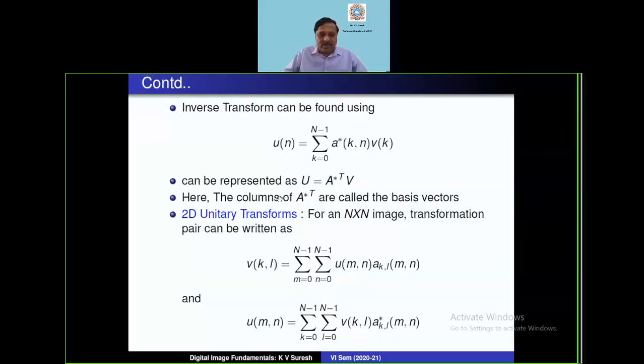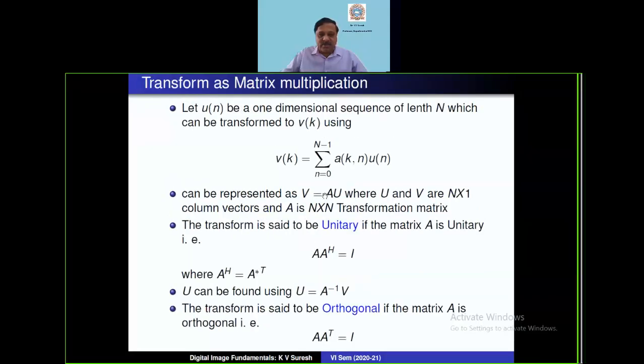But as I told you in the last class, we have to discuss this in the context of images. That means we need to do two-dimensional transforms. So how do we define 2D unitary transforms? Here your image will be of size N cross N, and this is the formulation. Just compare this with the one-dimensional equation. There is a single summation and a one-dimensional signal, and a basis function which depends on k and n.